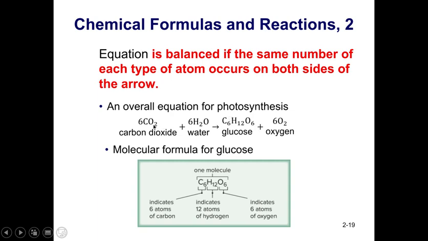Same thing with oxygen. Here we have 6 times 2, that's 12 oxygen, plus another 6 from that water molecule. So again, we need to make sure that we are getting those oxygens accounted for as well, which we do. Same thing with hydrogen. 6 times 2 is 12. Again, here we see the hydrogen, there's 12. So this is a balanced equation. And by the way, this is the equation for photosynthesis.